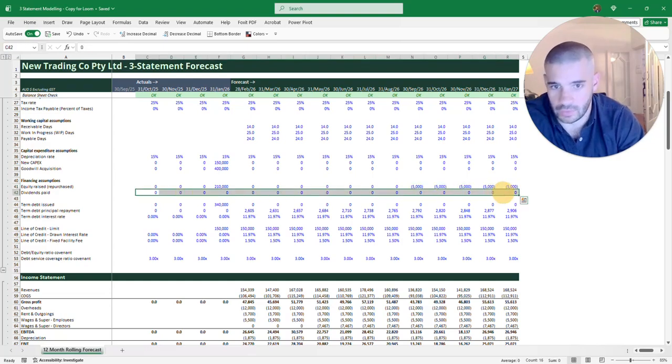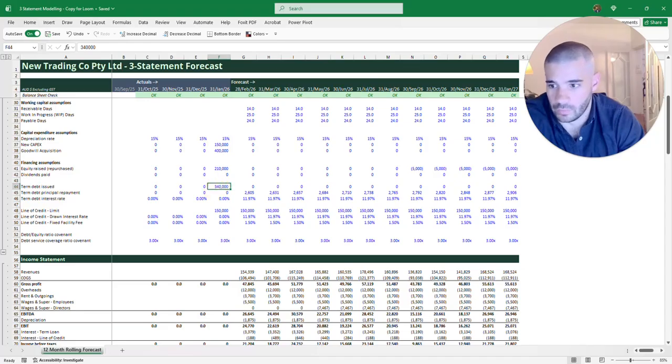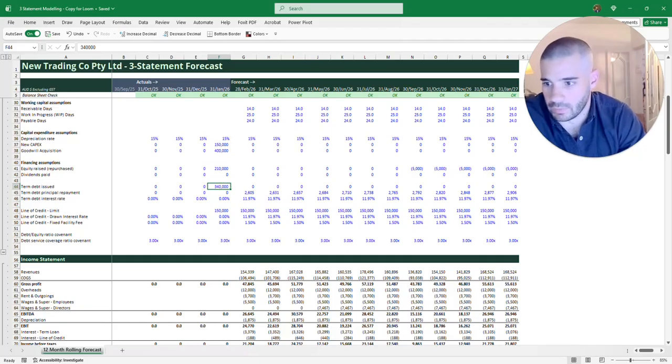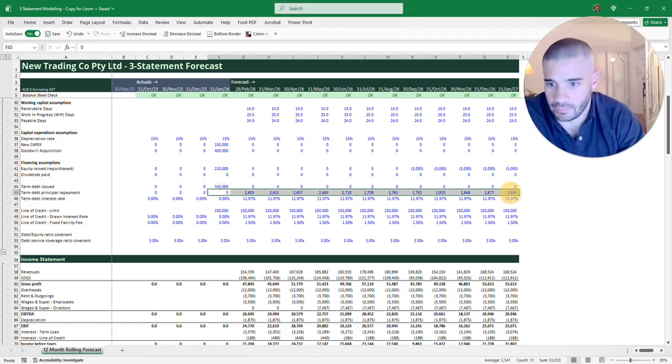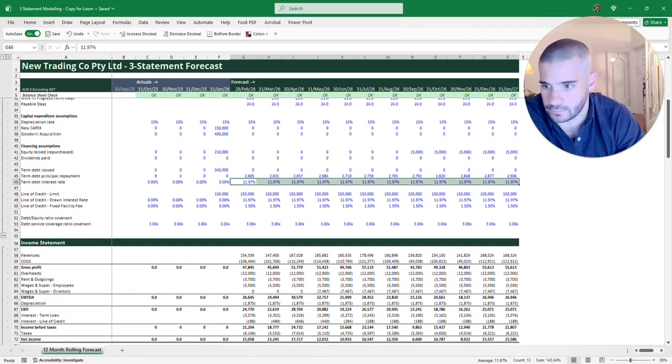Dividends paid, we've just got that as 0 for the moment, but if you're paying dividends, that would go in here. Term debt issued, so this is like a business loan. So if you see here, with these two figures here, total is 550, and that's what we use to actually buy the business. So part equity, part debt. And then we've got the debt being repaid here monthly. And we've got the interest rate that the bank is charging on that debt.